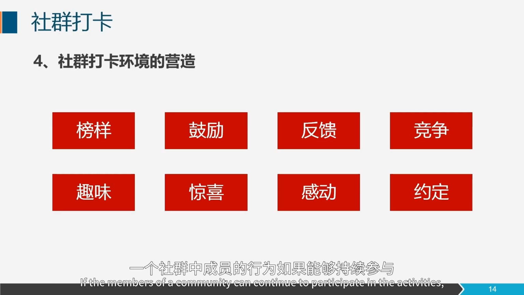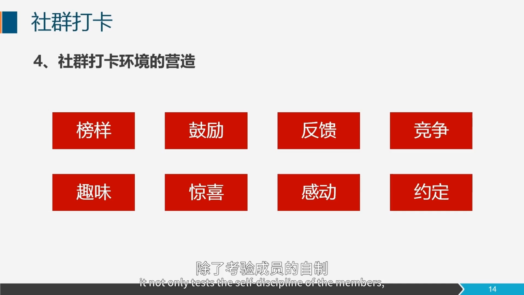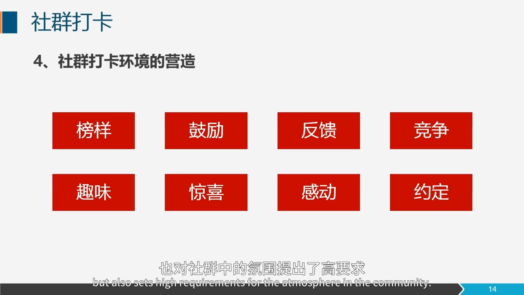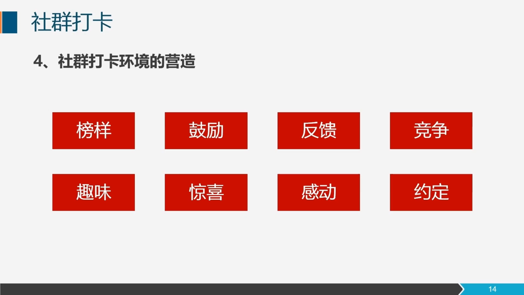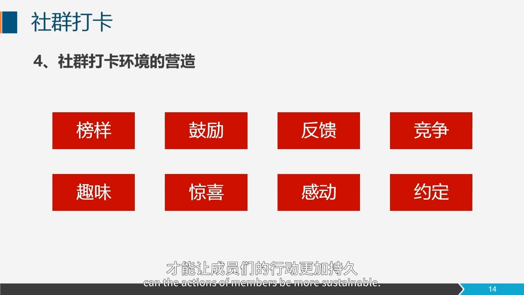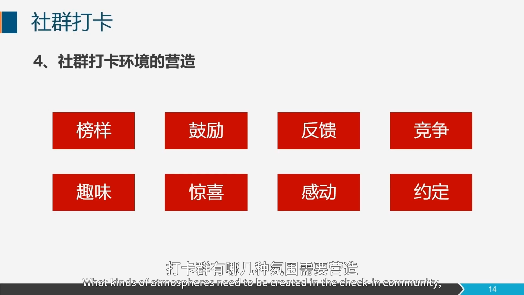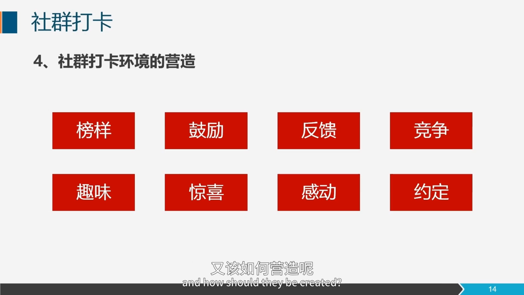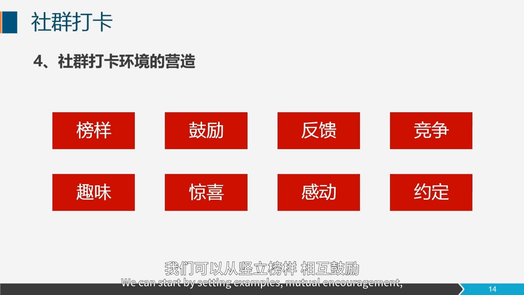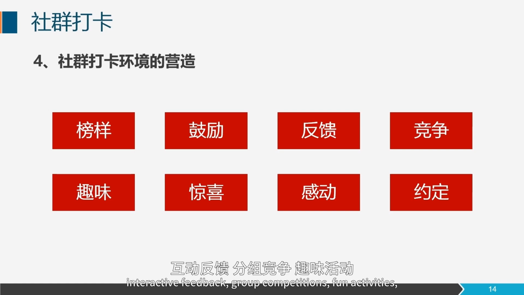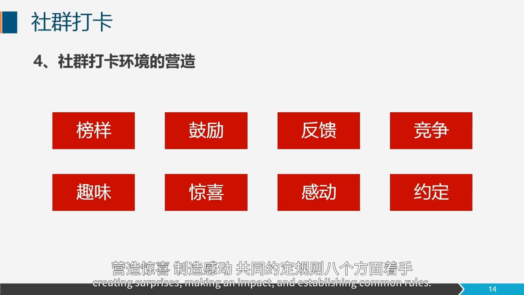If the members of a community can continue to participate in the activities, it not only tests the self-discipline of the members, but also sets high requirements for the atmosphere in the community. Only by creating a good atmosphere can the actions of members be more sustainable. What kinds of atmospheres need to be created in the check-in community, and how should they be created? We can start by setting examples, mutual encouragement, interactive feedback, group competitions, fun activities, creating surprises, making an impact, and establishing common rules.